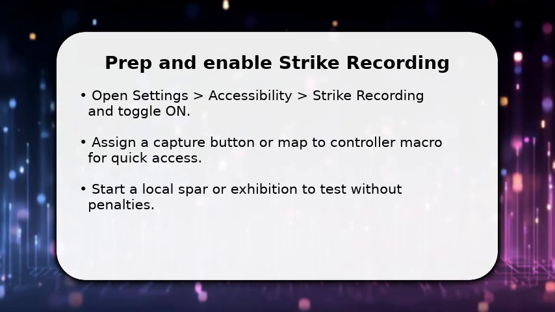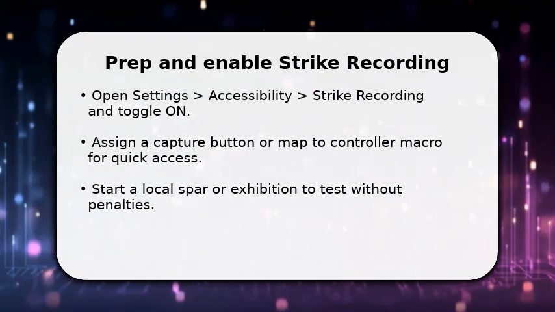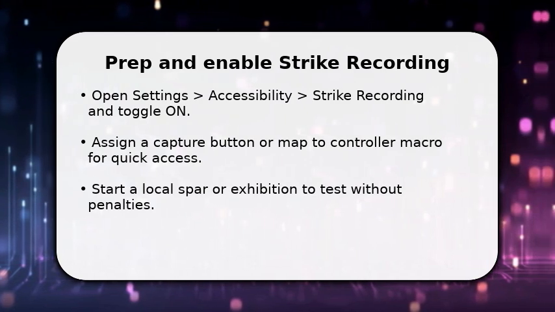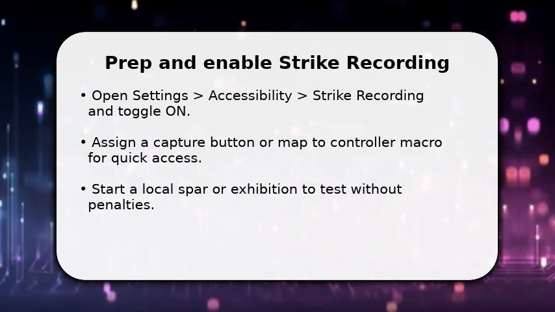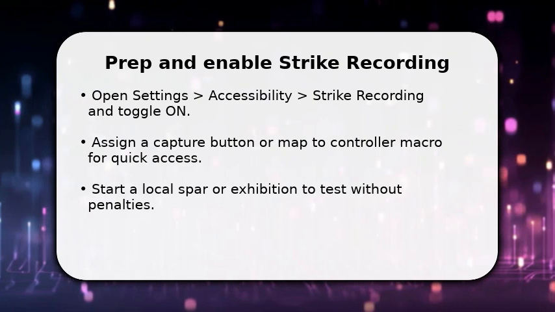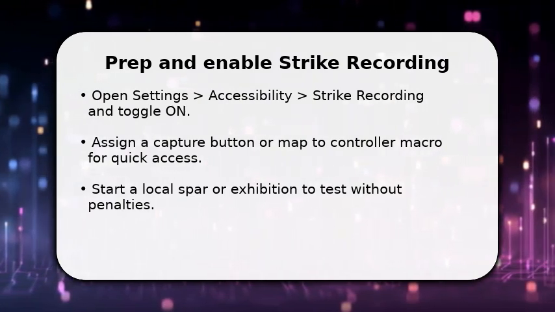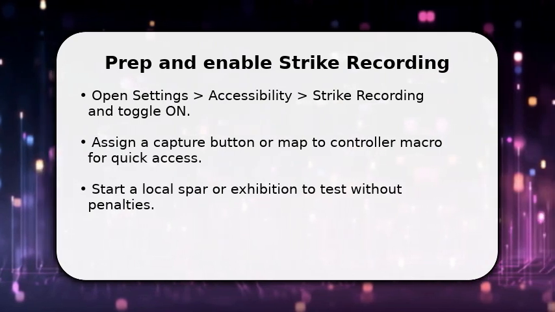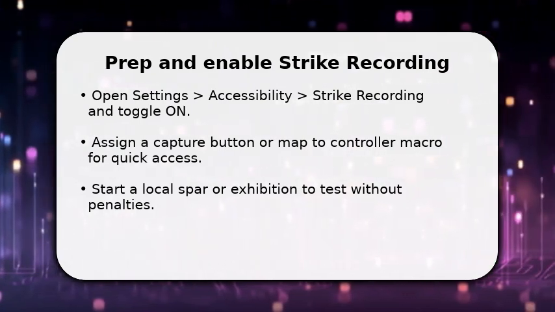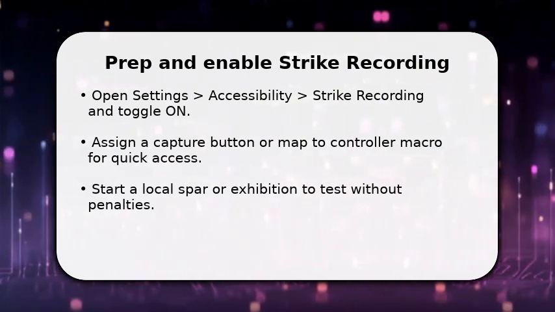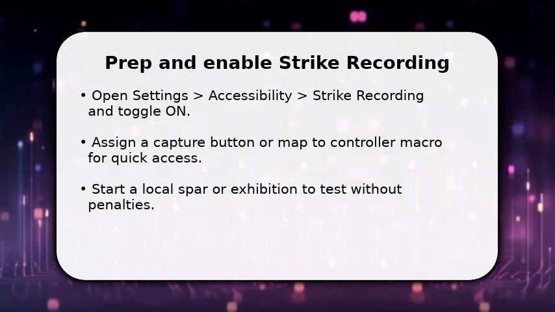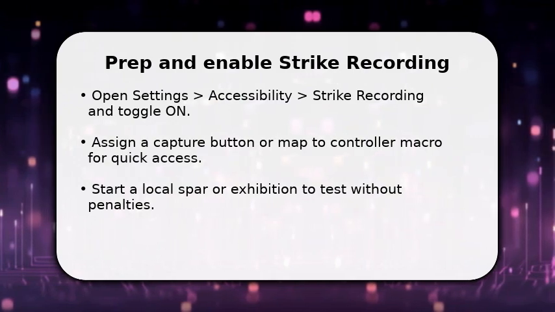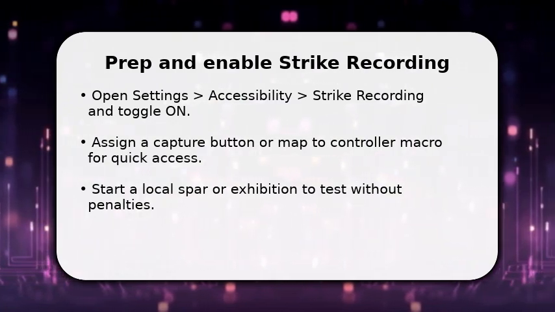You begin by enabling strike recording in UFC 5 so you can capture sequences immediately. Open Settings and turn the feature on, then assign a dedicated button. Once done, map that input to a controller or capture device so you don't miss moments in live matches. Make sure to test during a local spar or exhibition round because recording in online ranked may be restricted. This initial setup prevents lost clips and ensures consistent capture behavior when you start recording strikes.